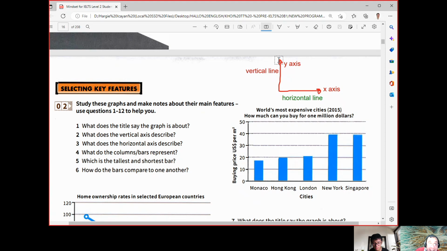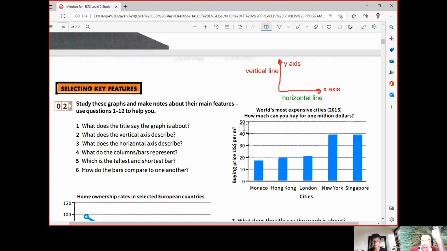Vertical, that means it's standing. So what does the vertical axis, or the y-axis, describe? It is about buying price, right? How many dollars per meter? Okay, per meter. Yes, because this one is a symbol for meter.